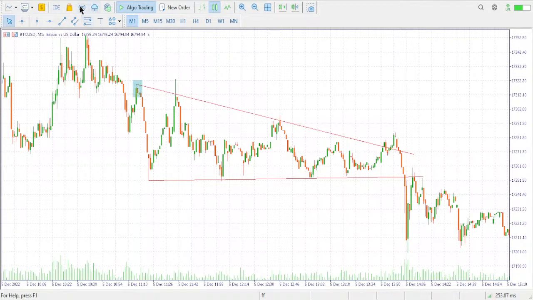So we have that as a resistance. We have this level as a resistance. Then we have this level as a resistance. And then we have another level here. We have a resistance. Then we have another level here. This is now a support. We have another support here. We have a support there. Then we have a support. And then there is a breakout.